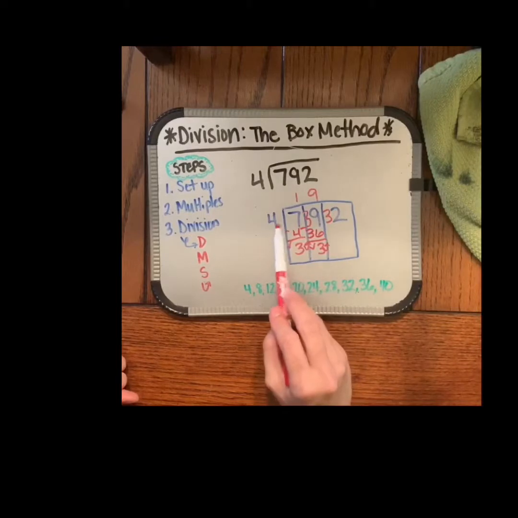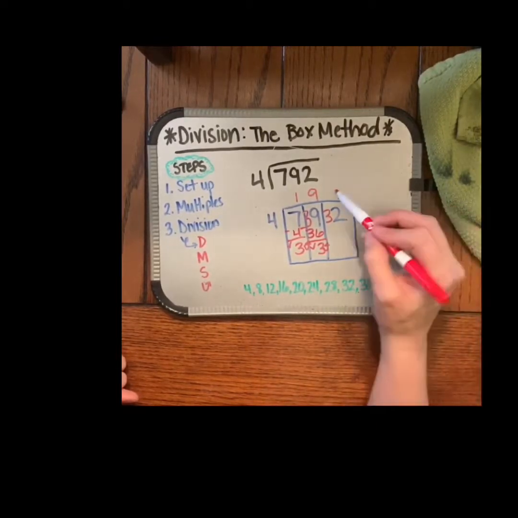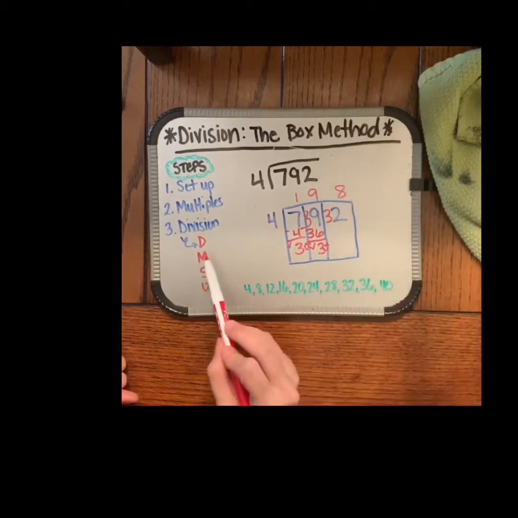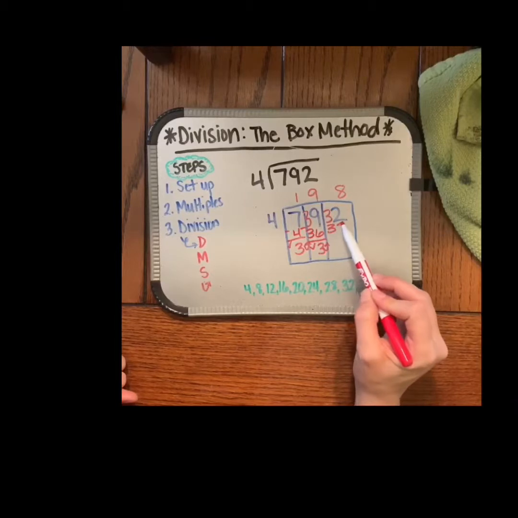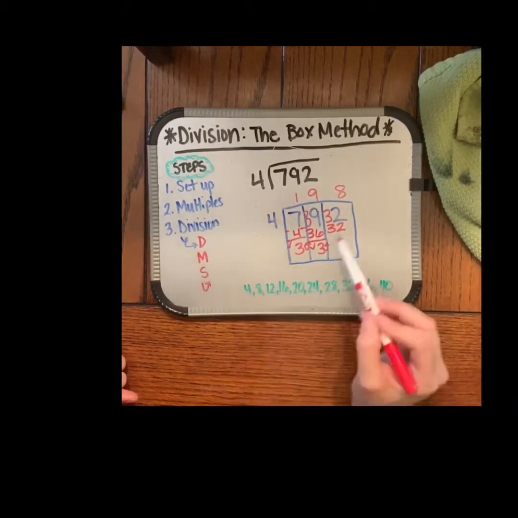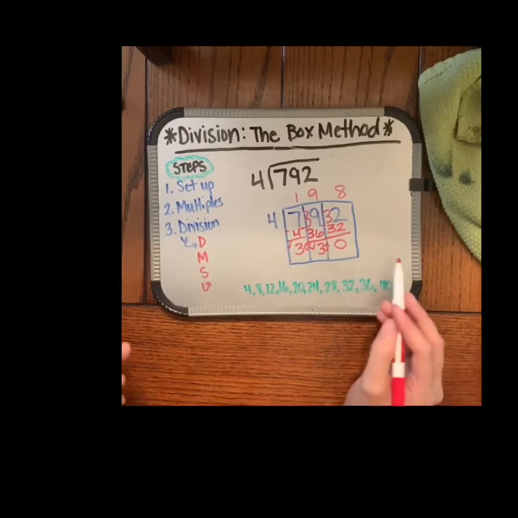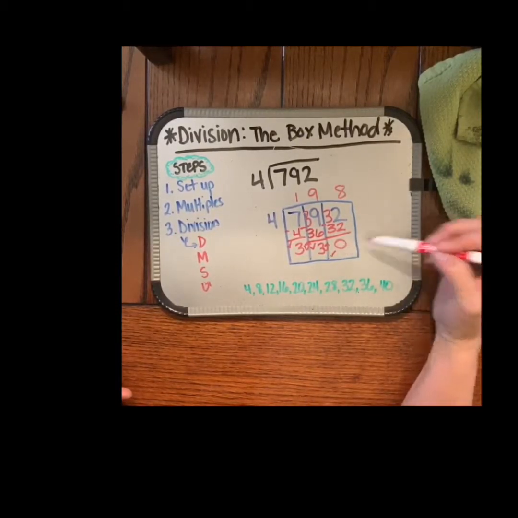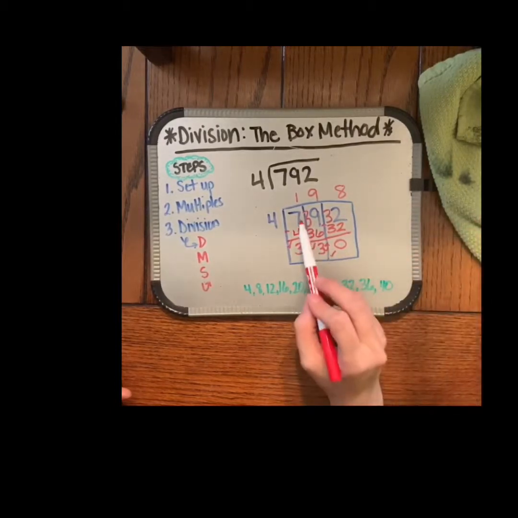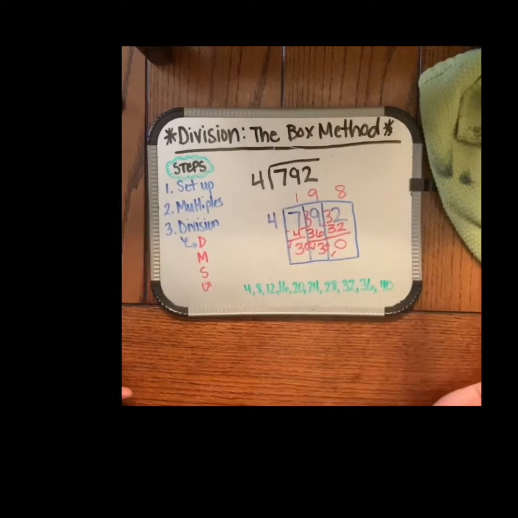How many times does 4 go into 32? Well, if I look, it goes exactly into 32 8 times. Now we're on the multiply. 4 times 8 is 32. Now I'm going to subtract. That's 0. 0 is less than 4. We're good there. I don't have any numbers left over, so I don't have a remainder. So 792 divided by 4 is 198.